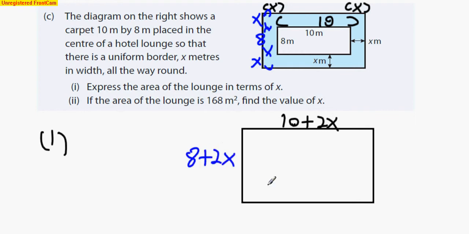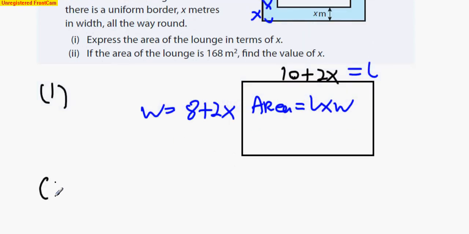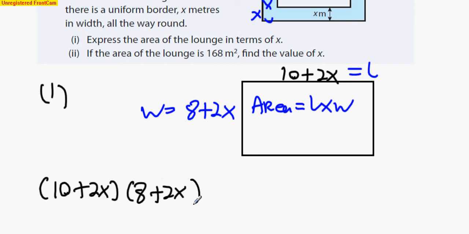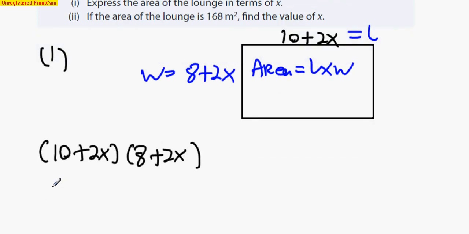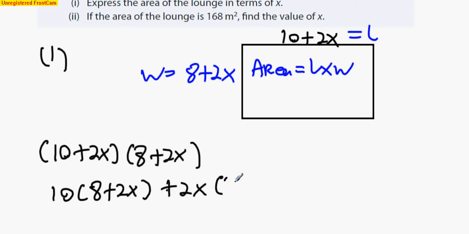Now, area equals length multiplied by width. We call this one the length and this one the width. So now we got to multiply them both by each other. So we're going to get 10 plus 2x by 8 plus 2x. We're going to multiply these out. So we're going to get 10 into 8 plus 2x plus 2x into 8 plus 2x. Going to multiply them out.